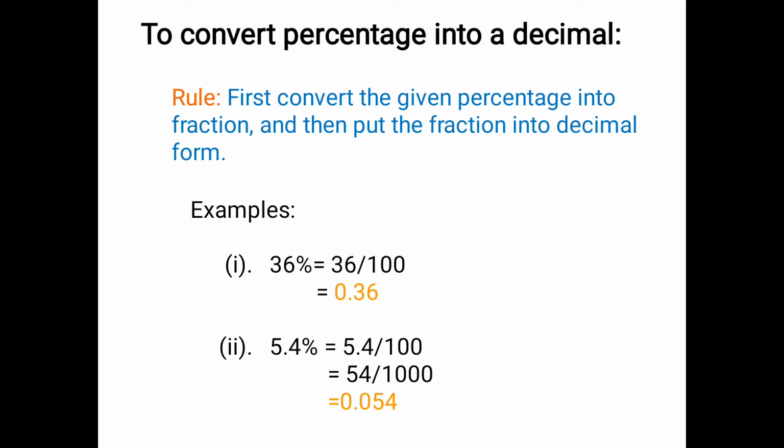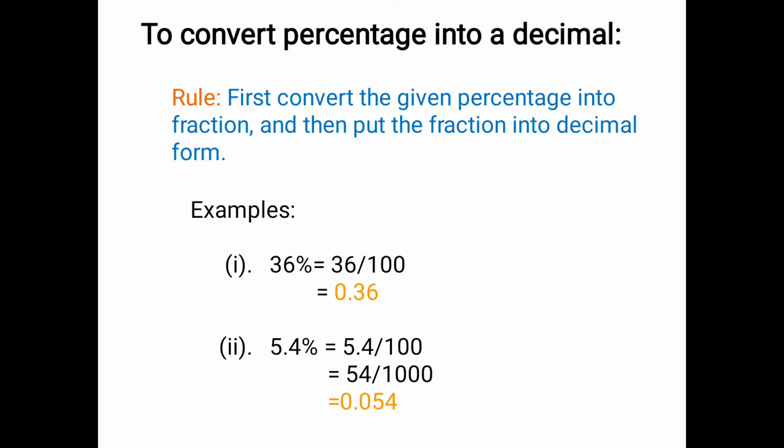This is the first one, to convert percentage into a decimal form. For all conversions we have a rule, right? Like that here also we have a rule. First, convert the given percentage into a fraction, then put the fraction into decimal form. We already know how to convert into decimal, but using the percentage we don't know how to convert into the decimal. That we are going to learn here.